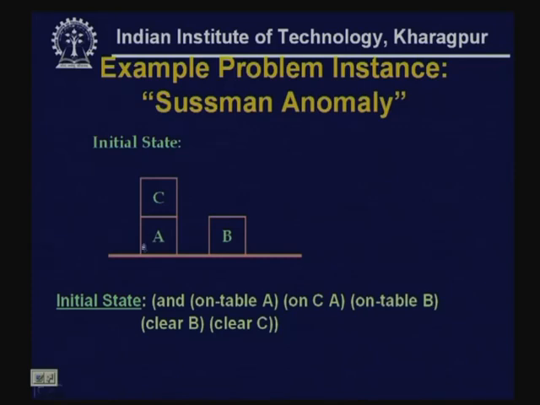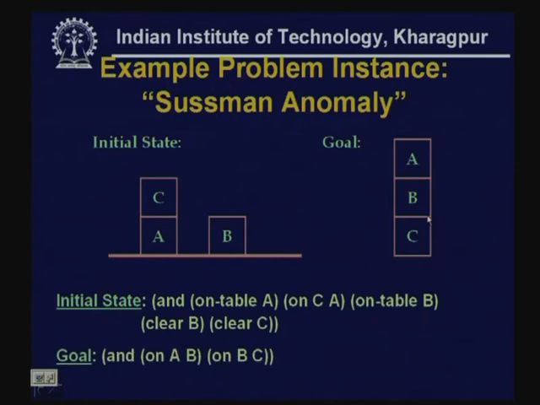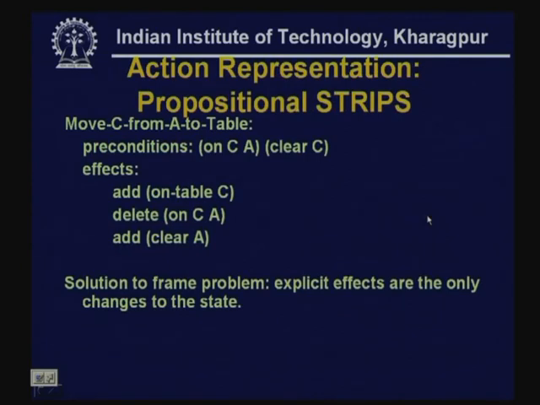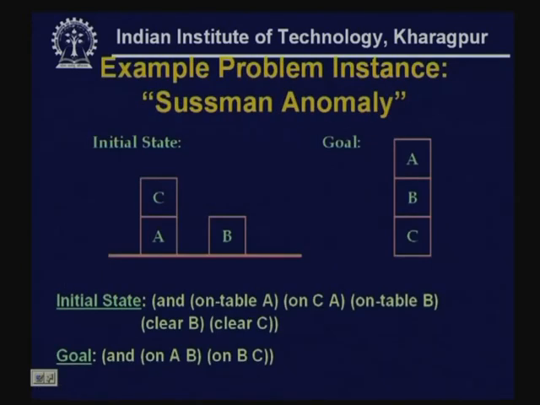The initial state is given by the following diagram, where A is on the table, C is on A, C is clear, B is on the table, B is clear. So, this is the initial state, and in the goal state we want A to be on top of B, B to be on top of C. Okay. So, this is the initial state and this is the goal state. Now, let us see how we can achieve this. So, the goal is on(A,B) and on(B,C).